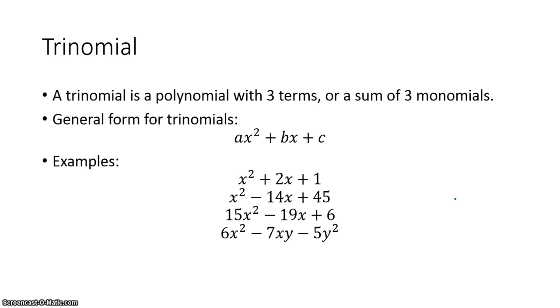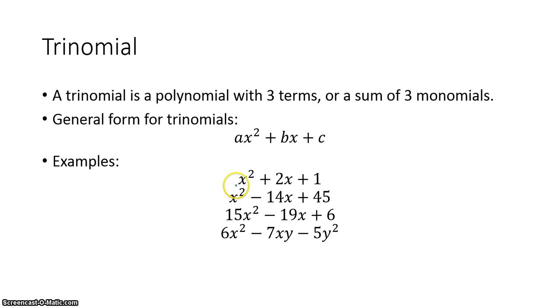Very important to keep in mind when we're factoring trinomials is this general form. So this would be where we list the trinomial in decreasing order of monomials, of their degrees. So, for instance, we always want to write it like ax squared plus bx plus c. This is going to help us when we are factoring.